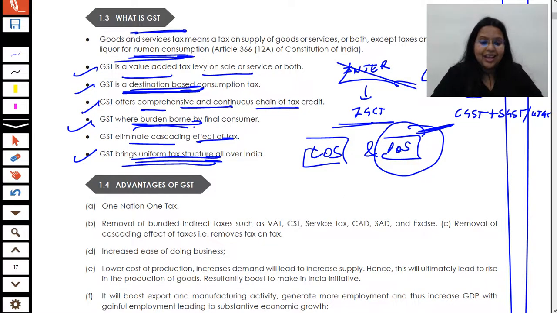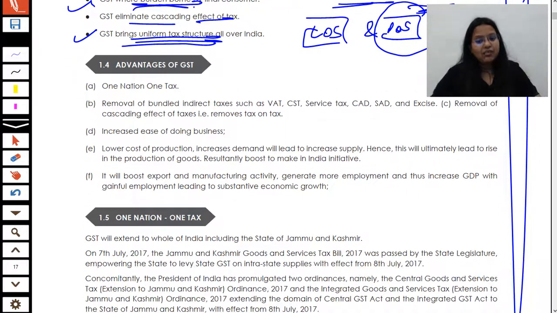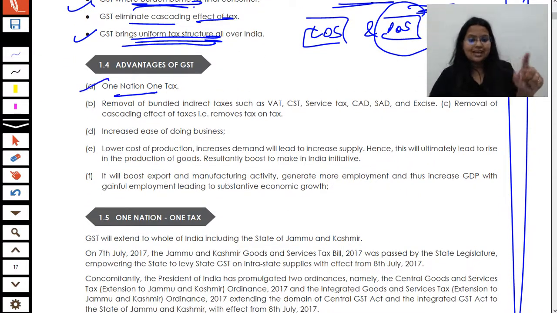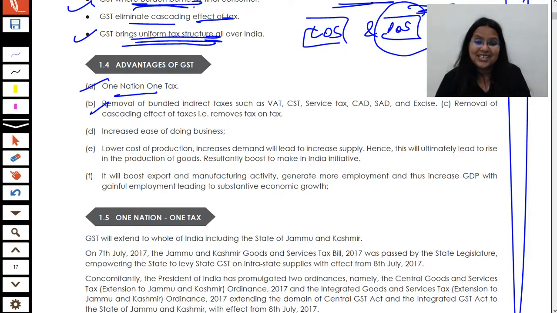Yes. Now, what are the advantages? The very first advantage: one nation, one tax. That is a uniform tax structure all over India. It removed a bundle of indirect taxes of the previous indirect taxation regime, that is, before 1st July 2017. On 1st July 2017, GST was inaugurated. Before that, there were a lot of taxes like VAT, CST (central sales tax), service tax, countervailing duty, special additional duty and all. But now there is only one tax, that is GST.